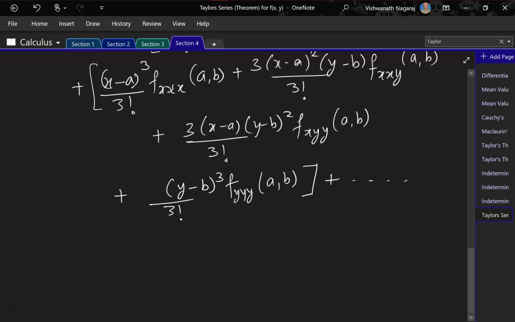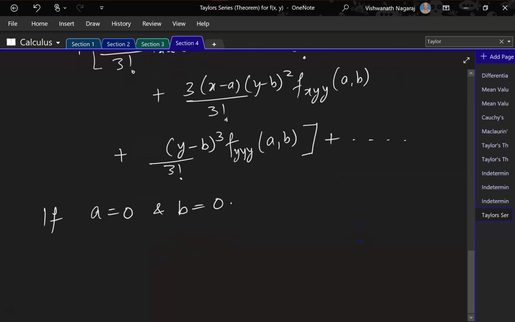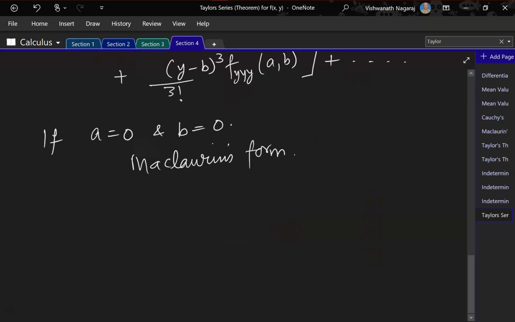Now if we make a equal to 0 and b equal to 0 in the above, what will happen? What we'll get is the Maclaurin's form of the Taylor series or Taylor's theorem.